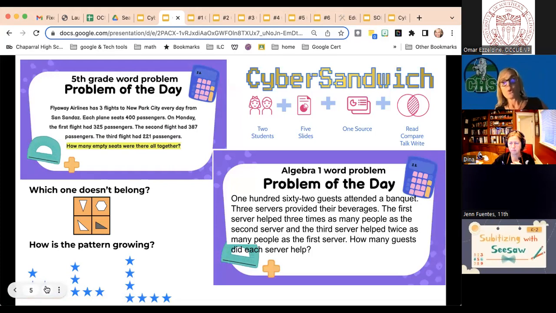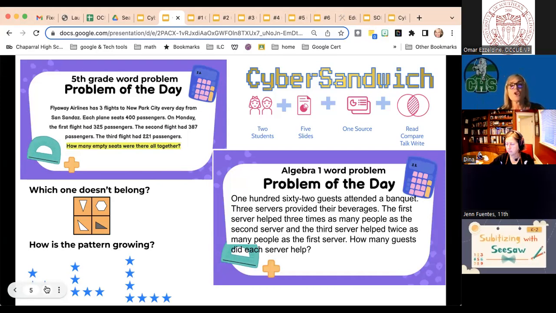Again, here's some typical word problems that we may have seen or used something similar to in our class. And if you even just look at this first one, it's a 5th grade word problem. It says Flyaway Airlines has 3 flights to New York City every day from Sandoz. Each plane sits 400 passengers. On Monday, the first flight had 325 passengers. The second flight had 387 passengers. The third flight had 221 passengers. How many empty seats were there altogether? I mean, that's a lot of information for a 5th grader, right? And they might actually leave after reading that, not know exactly what this problem's about.